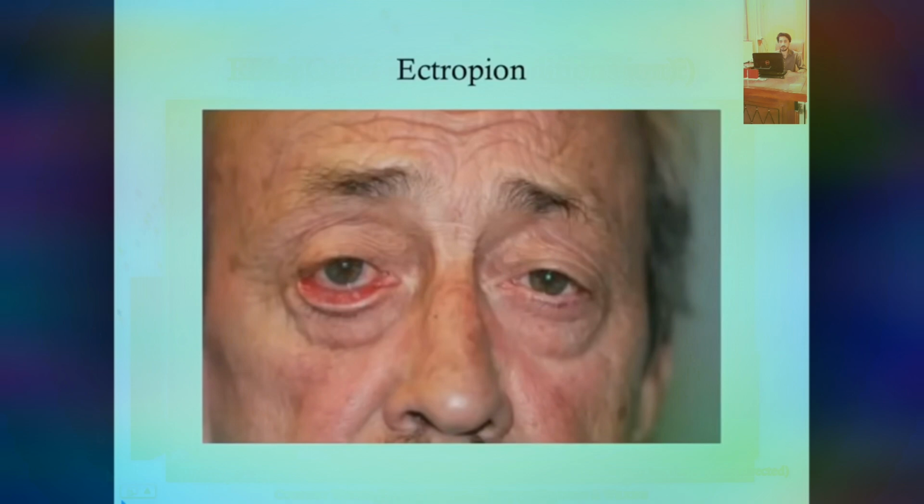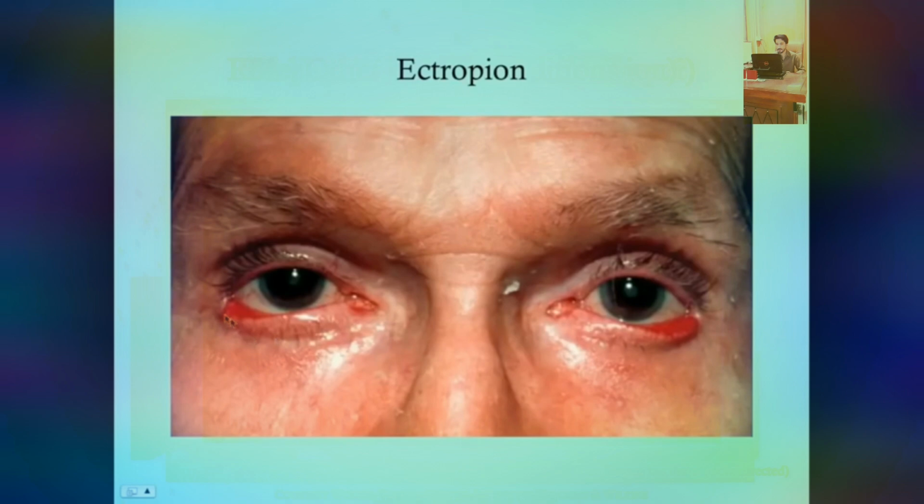So here's ectropion. You can see that this eyelid is directed outward. And you can imagine when you're making tears, since it's directed outward like this, the tears are just going to flow right out. Here's another one.